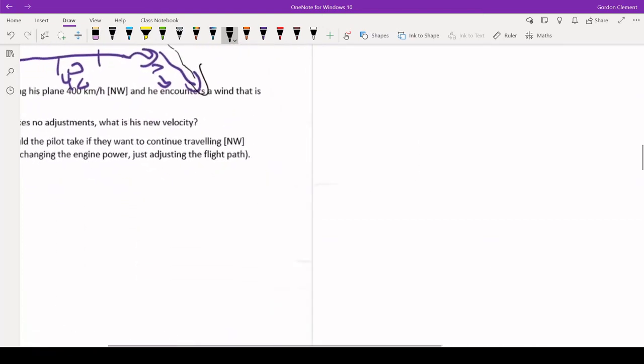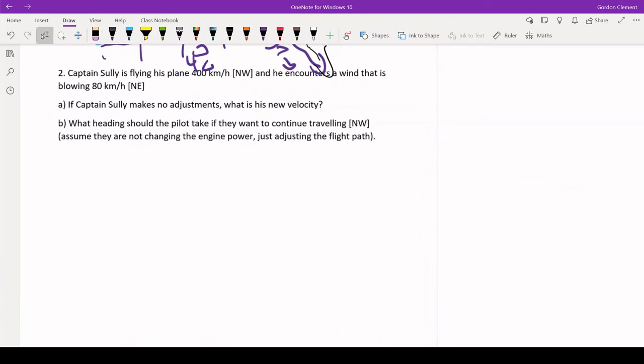Okay, Captain Sully, who landed the plane on the Hudson, is flying his plane 400 kilometers an hour in a northwest direction, and he encounters a wind that is blowing 80 kilometers to the northeast. So if he makes no adjustments, what's his new velocity?